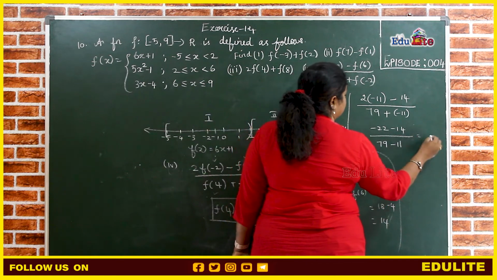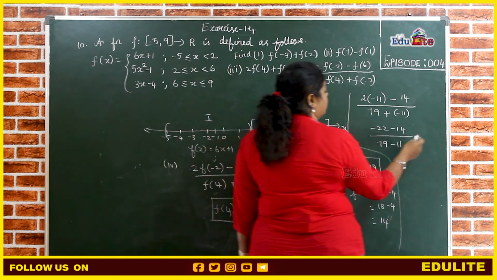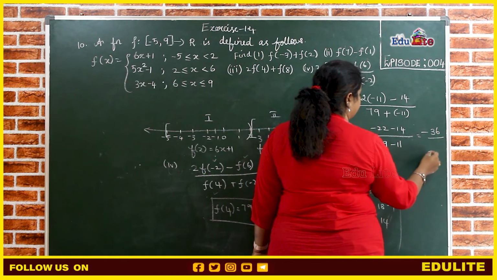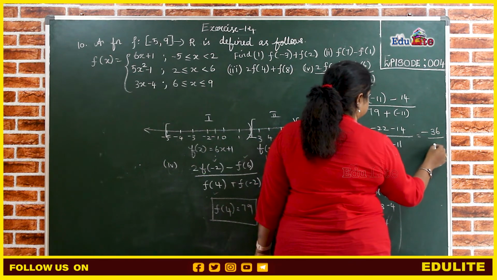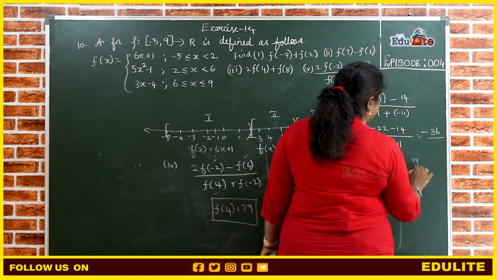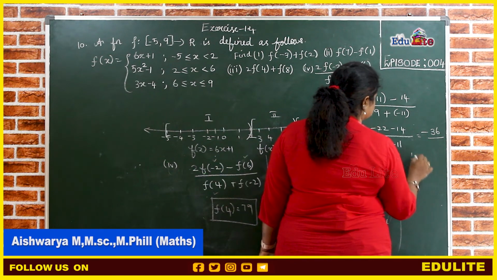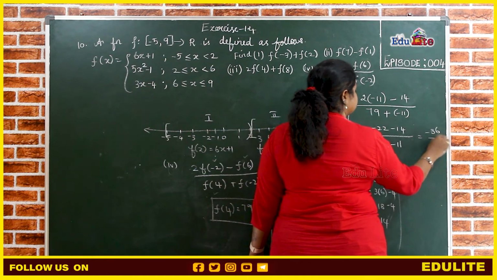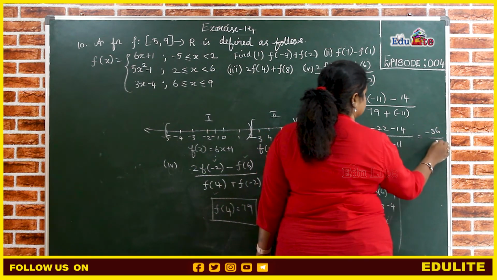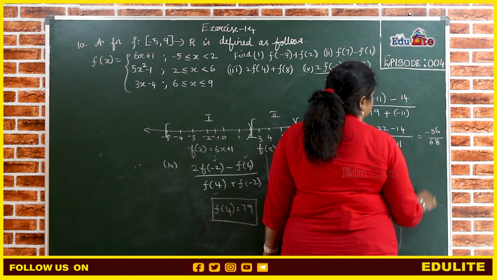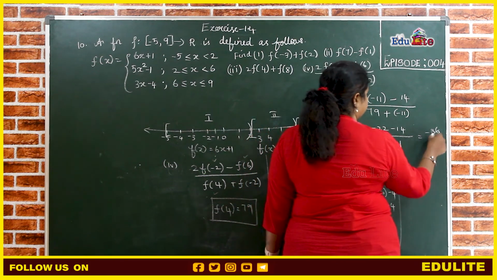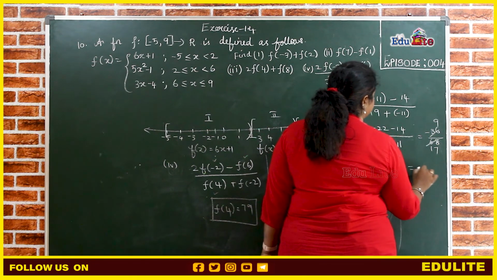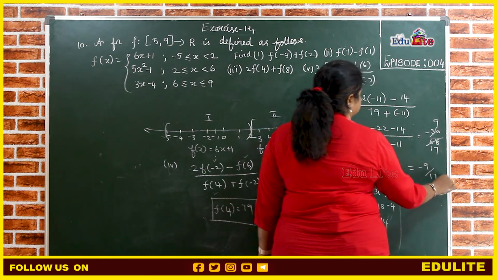In the numerator, we have to add the terms with the same sign. So, it is minus 36. In the denominator we have to subtract 79 minus 11, which is 68. So, we get minus 36 divided by 68. Dividing by 4, 9 fours are 36 and 17 fours are 68. Therefore, the answer is minus 9 by 17.